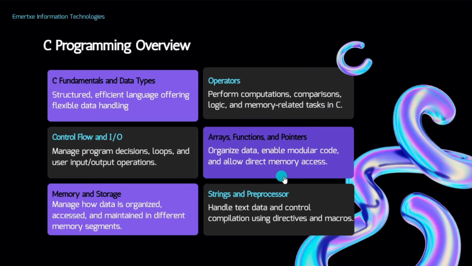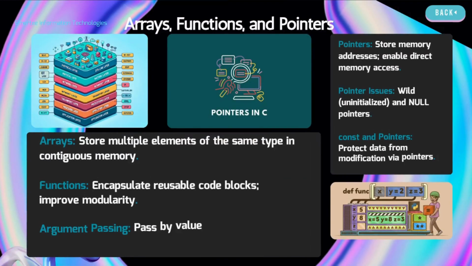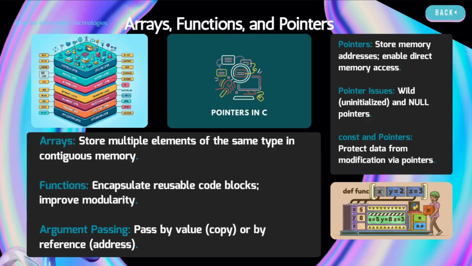Now, let's look at arrays, functions, and pointers. Moving on, these are the key to writing modular, efficient code in C. Arrays let us store many values of the same data type in contiguous memory. Functions enable us to write reusable blocks of code, taking input arguments and returning results. We explored argument passing by value, copying data, and by reference, passing address, which is especially important when pointers come into play. Pointers allow us to store addresses of variables, enabling dynamic memory use, efficient arrays, linked structures, and more.